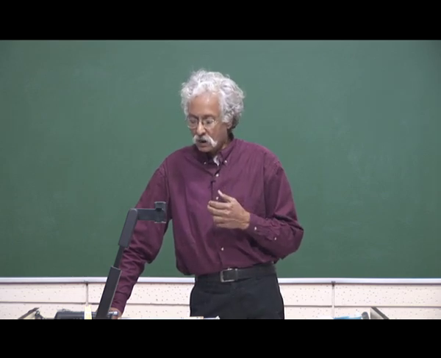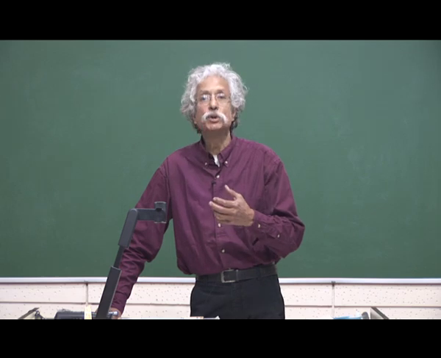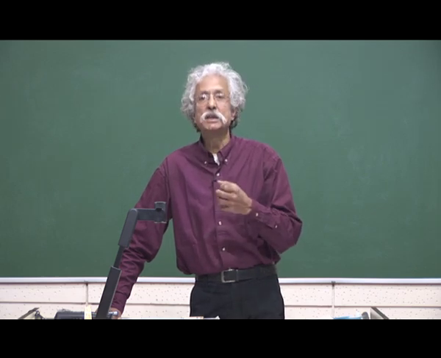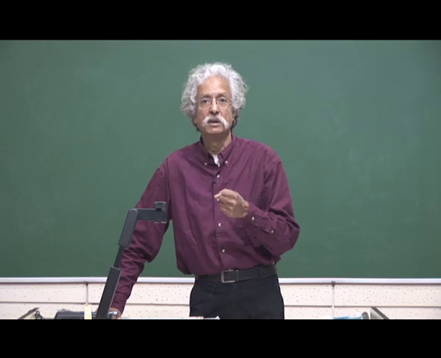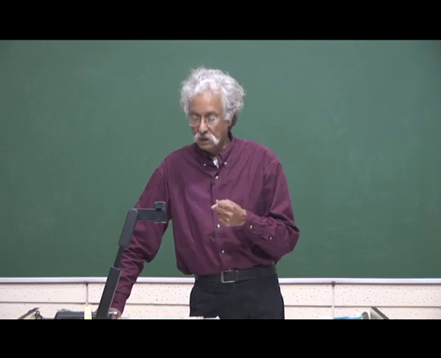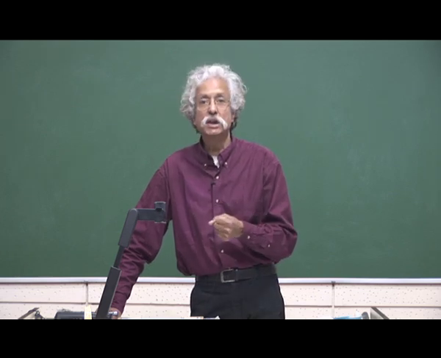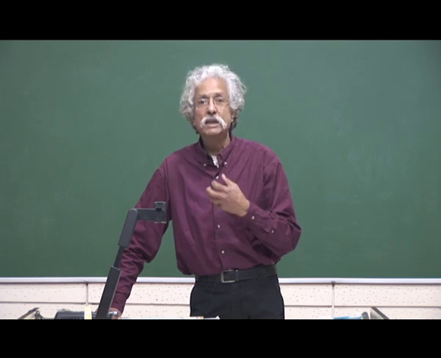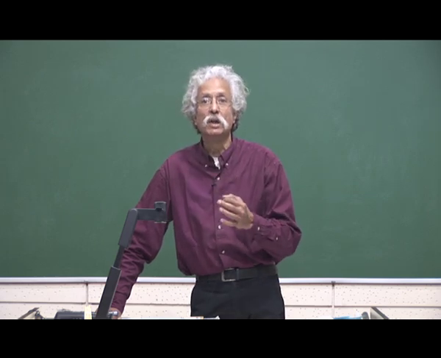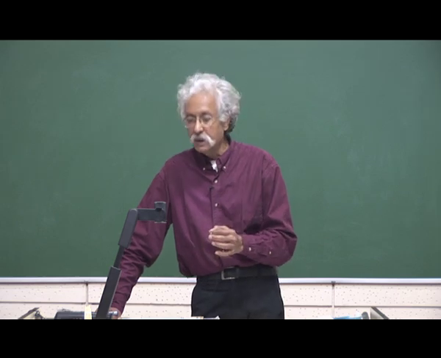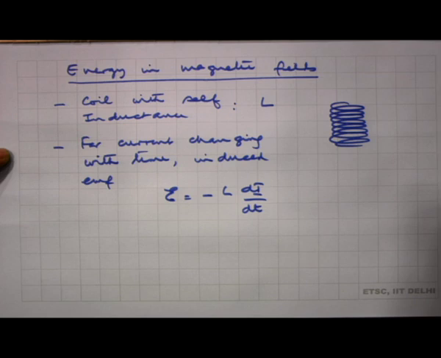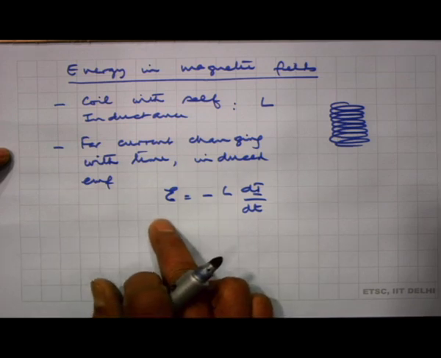So, whenever I try to increase the current, there is an opposition to my increasing it, which means I must do extra work against the opposing forces. When I am increasing the current, I am doing work on the system, and that work finally gets stored in the form of a magnetic field within the solenoid. To show this, what is EMF?